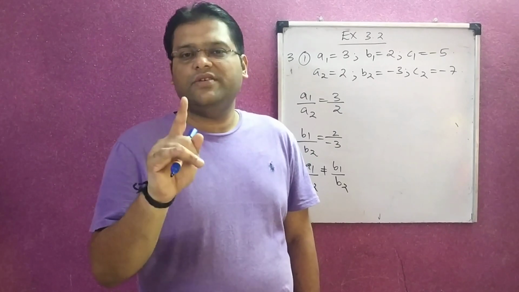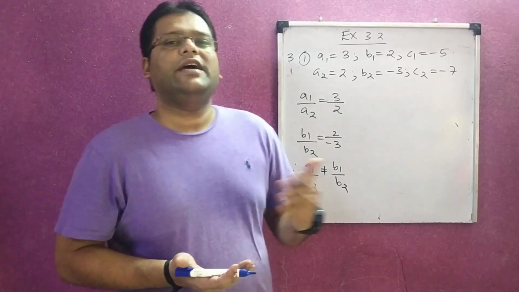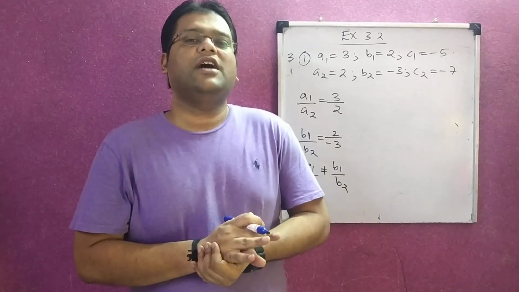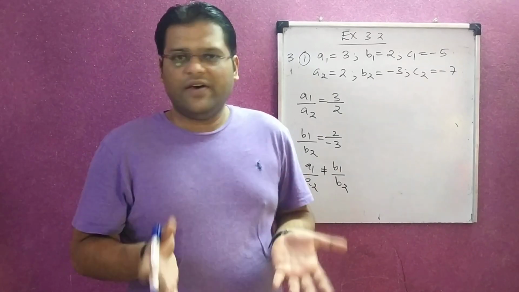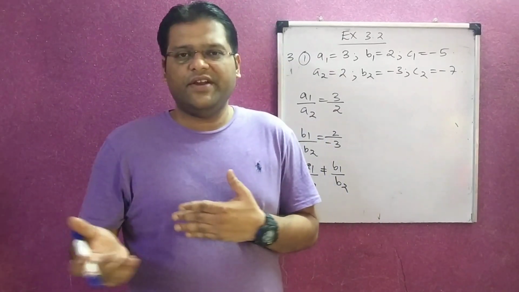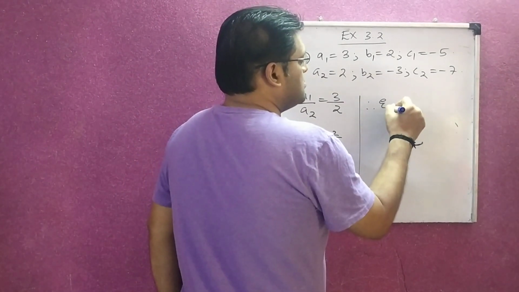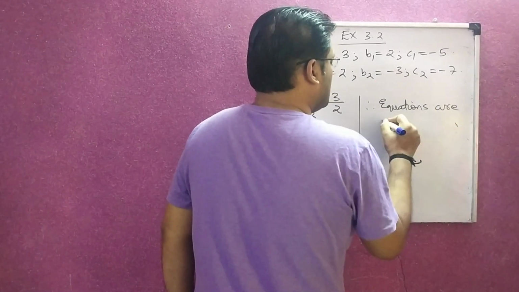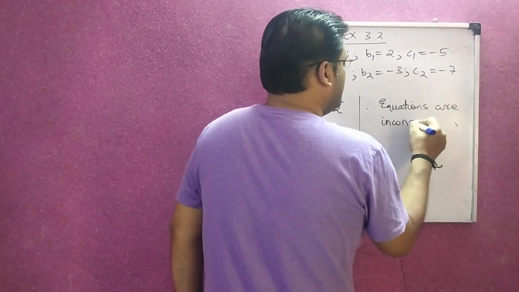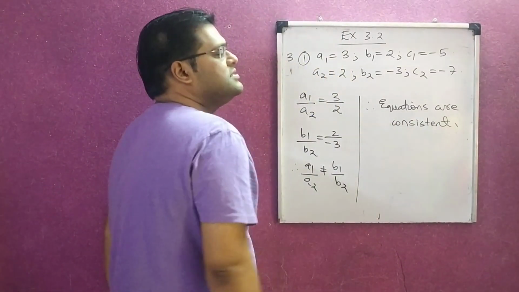Intersecting lines means only one solution. So right now we are not considering what type of lines they are. We are considering how many solutions? 1 or infinite. So here we have 1, or even if it is infinite, we can therefore say equations are inconsistent. I'm sorry, equations are consistent.